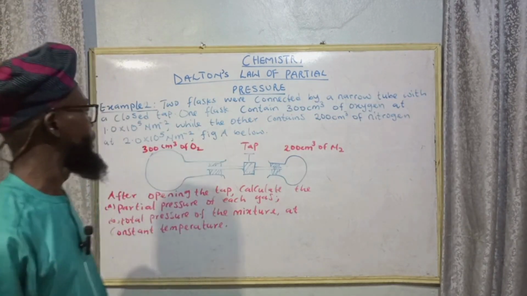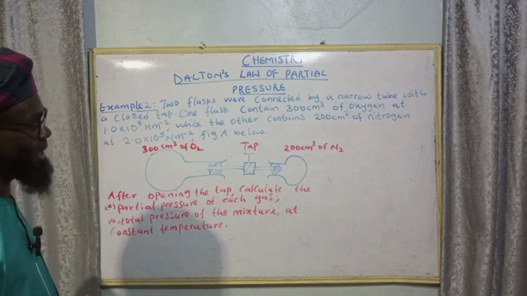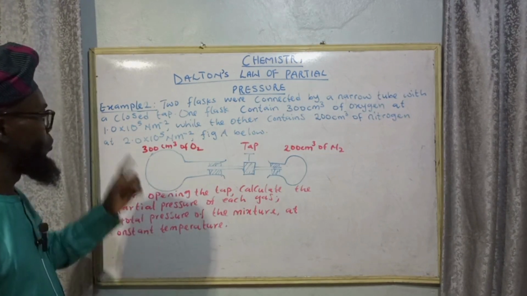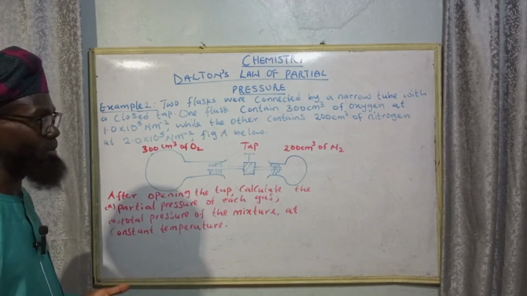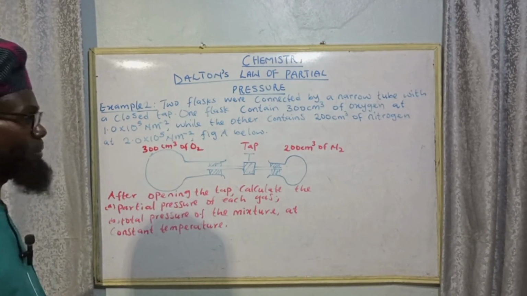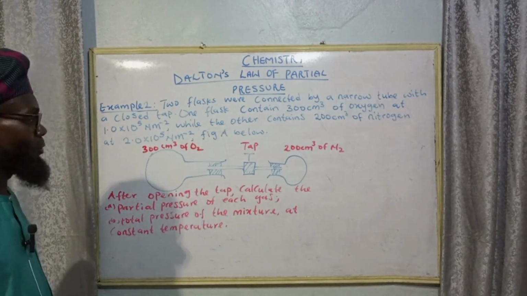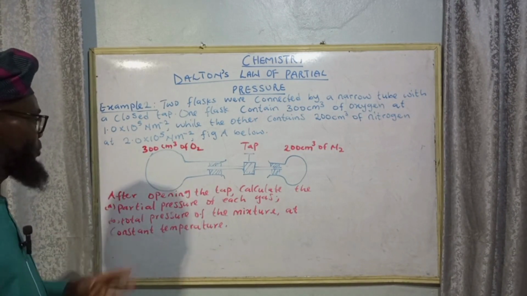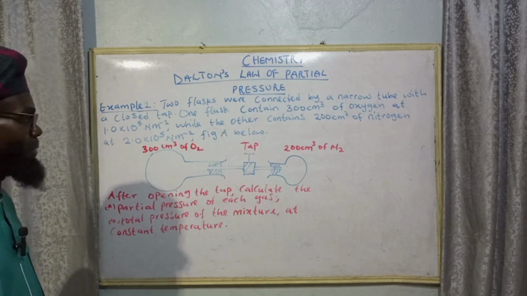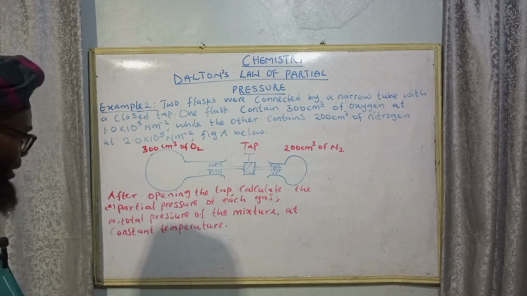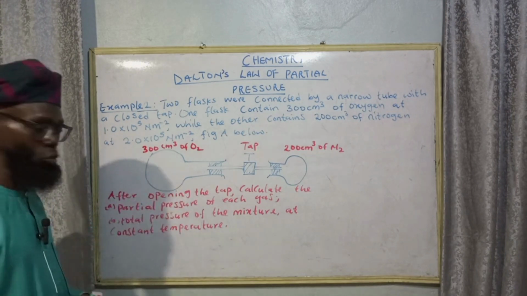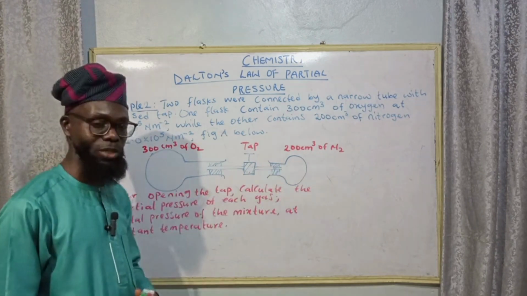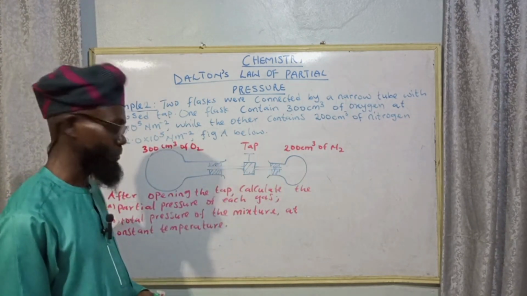Example 2. Two flasks were connected by a narrow tube with a closed tap. One flask contains 300 centimeter cube of oxygen at 1.0 times 10 to the power 5 Newton per meter square, while the other contains 200 centimeter cube of nitrogen at 2.0 times 10 to the power 5 Newton per meter square. Figure 8 below shows the diagram. So this is the diagram of the tubes. Here we have 300 cm cube of oxygen, here we have 200 cm cube of nitrogen, while the tap is being closed.